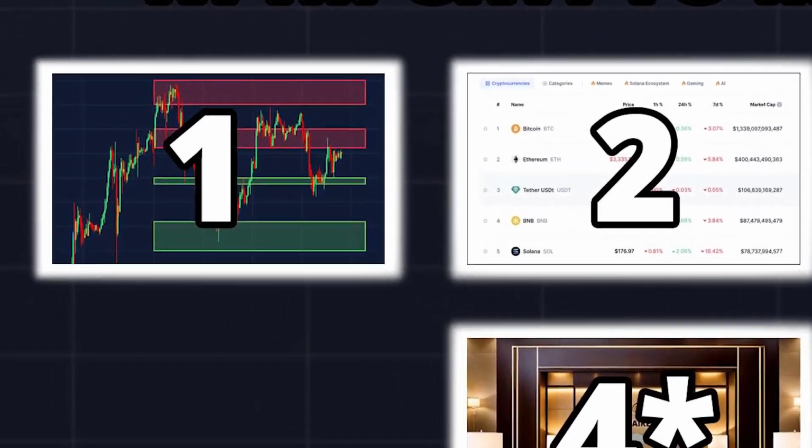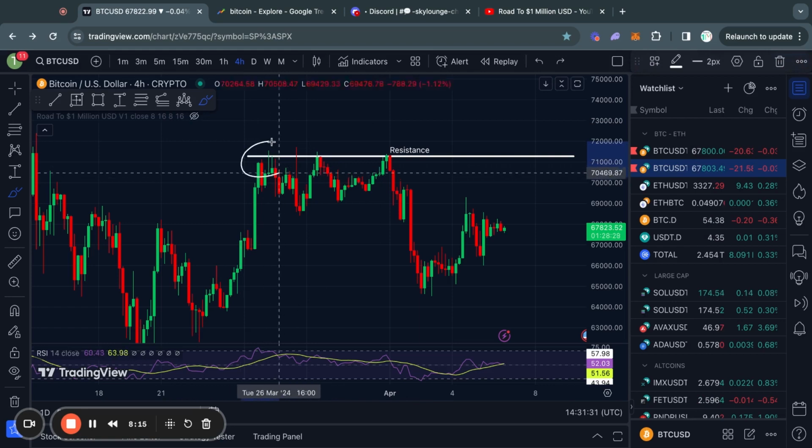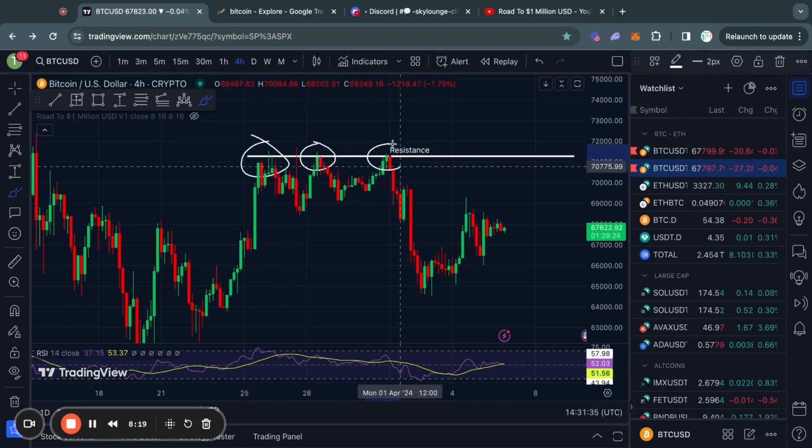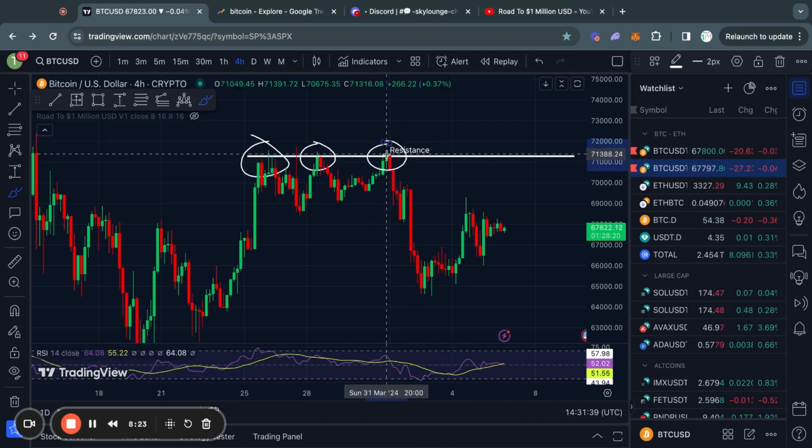So right now, I'm going to show you the first method to help you choose a good time to buy and sell in the market by identifying key support and resistance levels. So take a look at this chart. Do you notice how we keep getting rejected from this very specific price level right here? Well, this is what we call a zone of resistance.